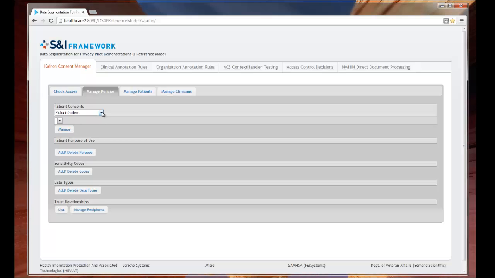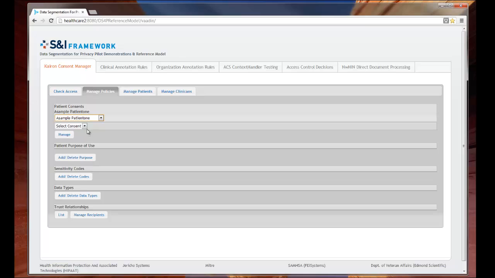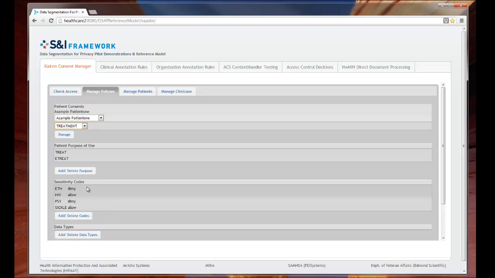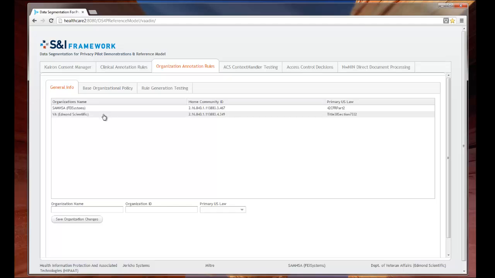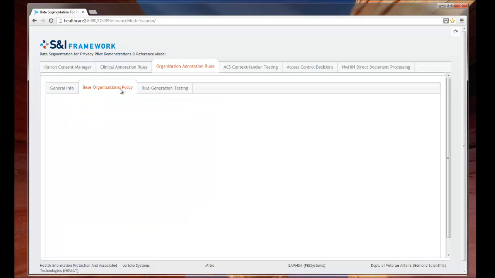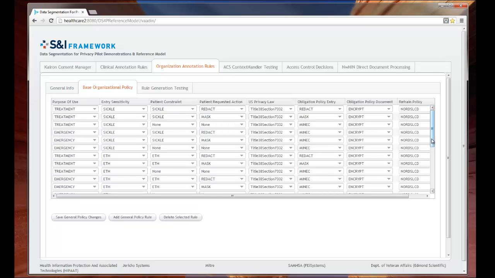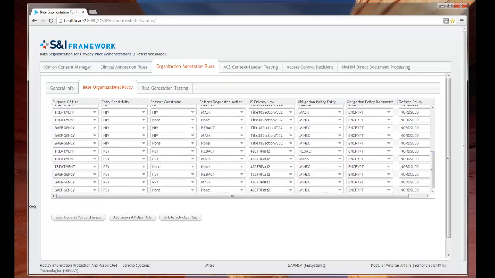Let's recap. The veteran has added an additional constraint to their consent directive to mask any entries related to sickle cell anemia. We have also updated the clinical fact repository and created data segmentation policies specific to the Department of Veterans Affairs. Let's now test the effects of these changes to rule generation and document transformation.